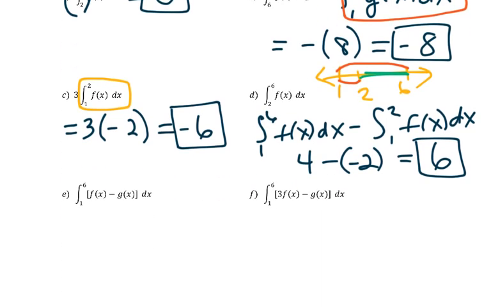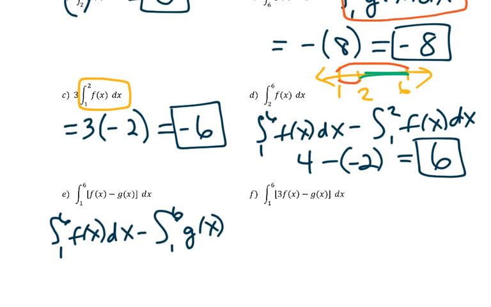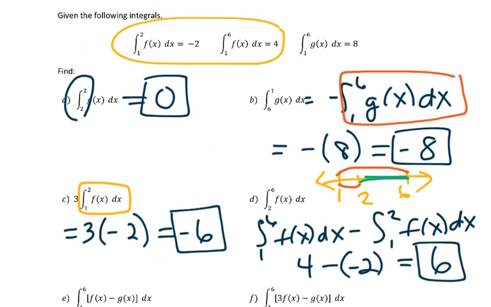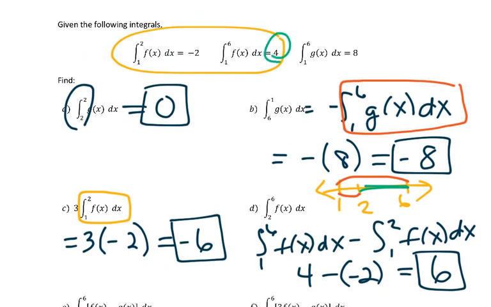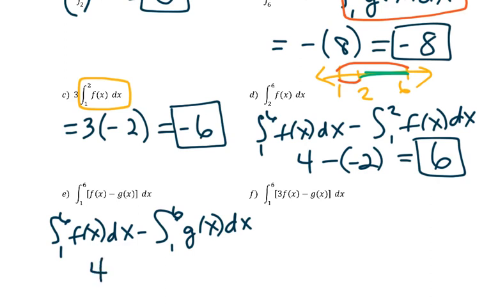Alright, let's see, part E. So we're doing the integral from 1 to 6 of f of x minus g of x. By using the properties we know that this is the same as the integral from 1 to 6 of f of x minus the integral from 1 to 6 of g of x. And hopefully, do we have one for 1 to 6 for f of x? Yep, it's 4. And then 1 to 6 of g of x is 8. So really it's 4 minus 8, which is negative 4.